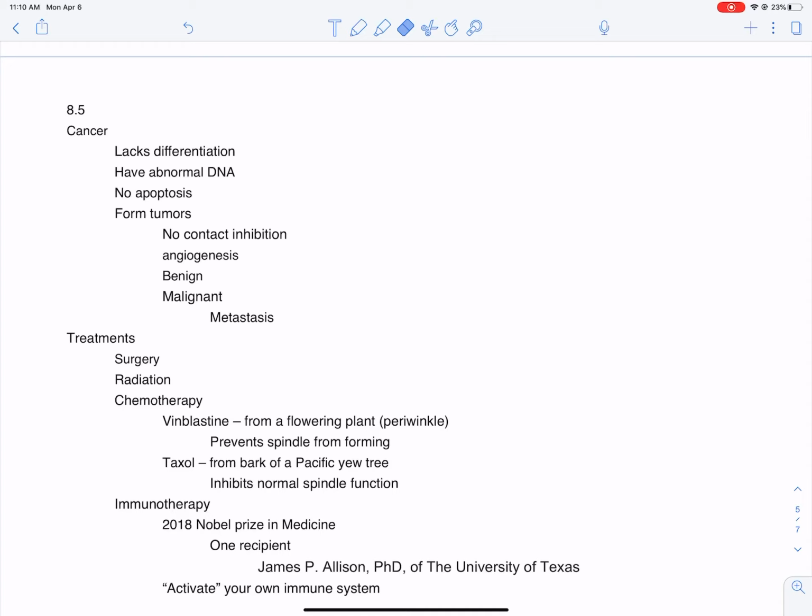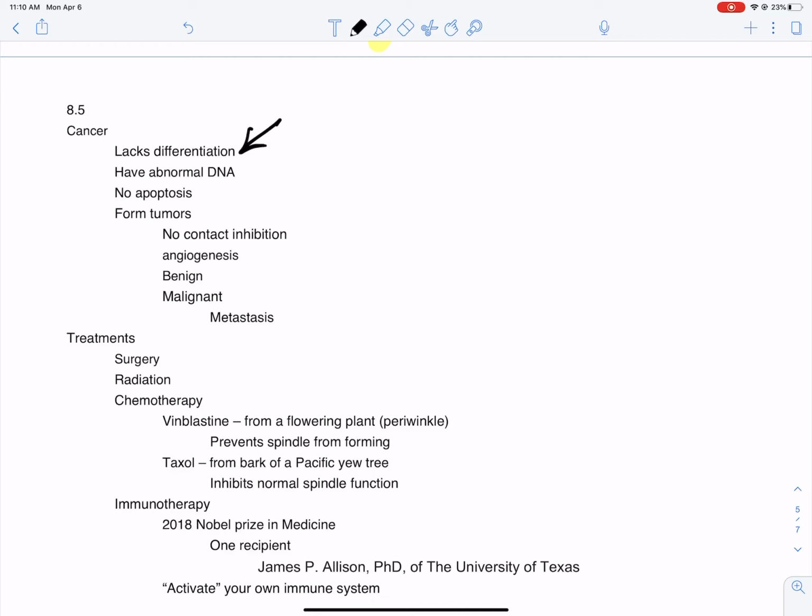Okay, so on 8.5, cancer, some things that we looked at and some we'll add a little bit. Now, first of all, cancer lacks differentiation. What does that mean? It means that it doesn't have a job.